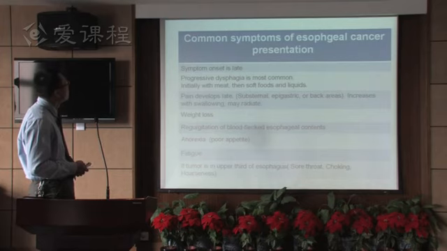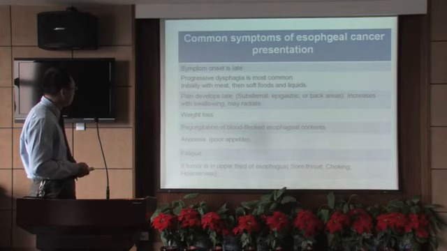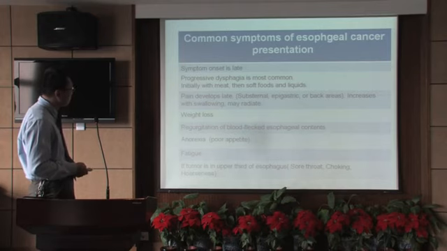There are some common symptoms of esophageal cancer presentation. The symptom onset is late. Progressive dysphagia is most common, initially with meat, then soft food and liquid. Pain develops late, often at substernal, epigastric, or back areas. It increases with swallowing and may radiate. Weight loss and regurgitation of blood-flecked esophageal contents, anorexia, fatigue. If the tumor is in the upper third of the esophagus, there may be sore throat, choking, and hoarseness.